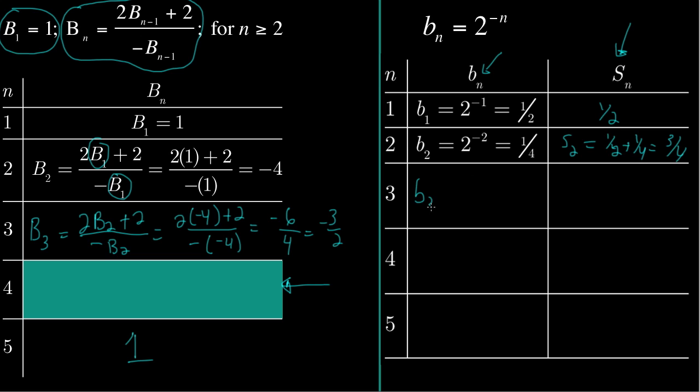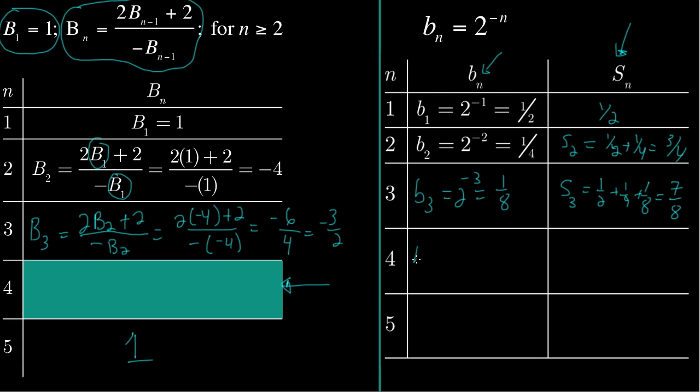The third term, plugging 3 into our formula up here, 2 to the -3 is 1/8, because 2 cubed is 8. And then the third term in the series is 1/8 plus 1/4 plus 1/2. So now I'm going to take my previous answer of 1/2 plus 1/4 and add on 1/8. And that total winds up equaling 7/8.